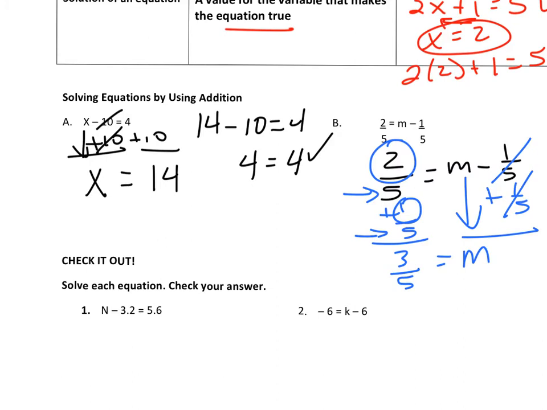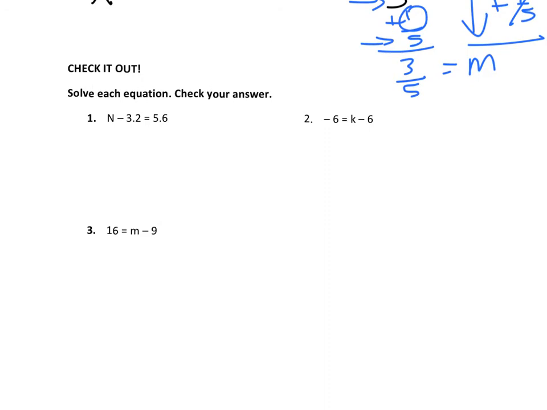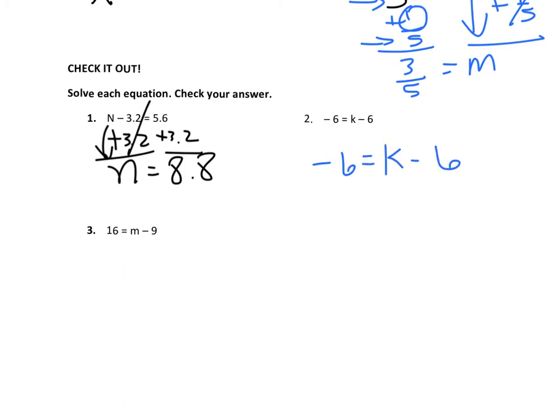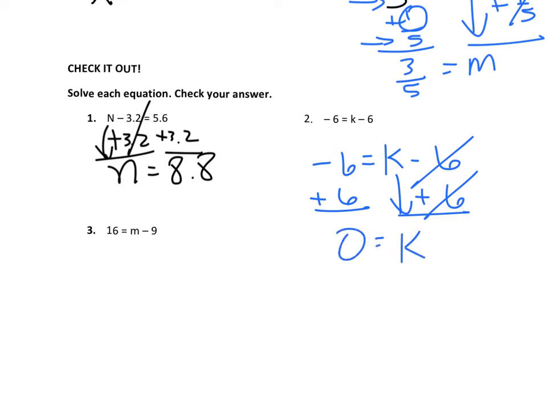Now, you're going to try. Give yourself a minute. I want you to try number 1, 2, and 3 here. Remember, on number 1, it's a minus 3.2, so you're going to add 3.2 to both sides. These are gone. You're left with n equals, and when you line this up, you get 8.8. Now, on number 2, notice it's negative 6 equals k minus 6, where you're going to add the 6 to both sides, and these two cancel out. You bring down your k, and negative 6 plus 6 is 0, and that's okay. It's okay to have 0. I'm going to let you do number 3 by yourself.